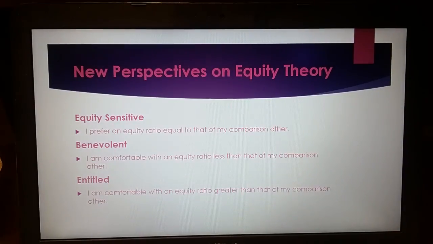Okay, so there are also new perspectives on this whole idea of equity theory. The idea of equity sensitive: I want to be equal to my comparison other. Benevolent is that it's okay with me that I get less than someone else who's at the same level that I am. Or you could feel entitled: I'm getting paid more than that person, and I have a lower degree and less experience, but that's okay with me. I deserve it.